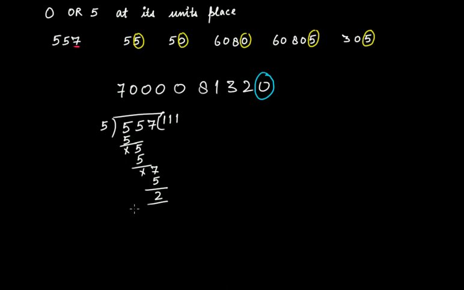So this was the condition, or this is the rule to check whether any number is divisible by 5 or not, and the condition was it should have 0 or 5 at its units place.